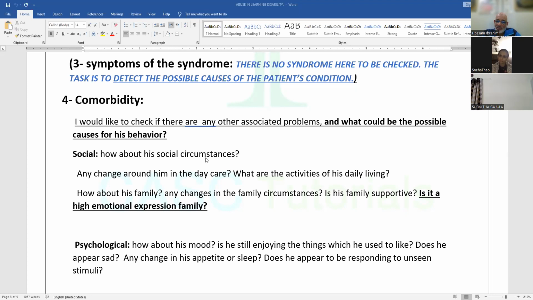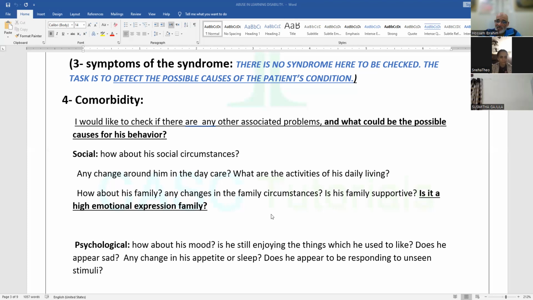How about his social circumstances, any change around him in the daycare? What are the activities of his daily living? How about his family, any change in the family circumstances? Is his family supportive? Is it a high EE family?